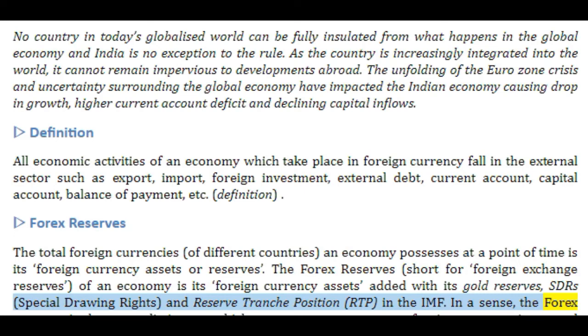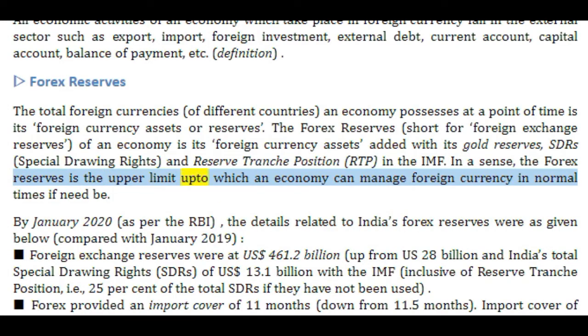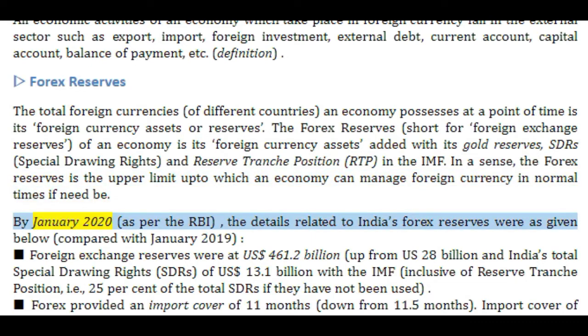In a sense, the forex reserves is the upper limit up to which an economy can manage foreign currency in normal times if need be. By January 2020, as per the RBI, the details related to India's forex reserves were as given below.